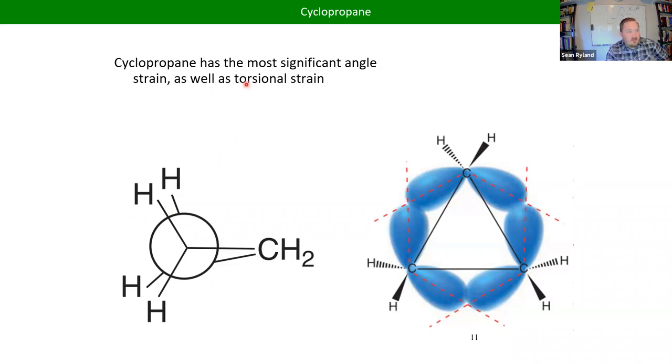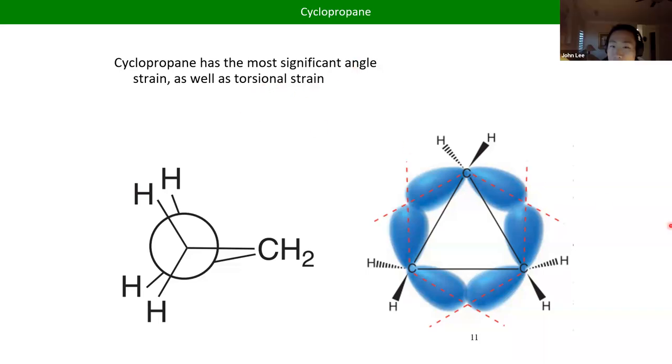And that's what they call torsional strain. Torsional strain is the strain on a ring structure that bends it a little bit out of being a flat molecule in order to get those hydrogens to not be on top of each other.